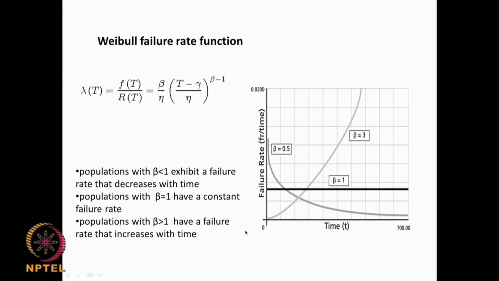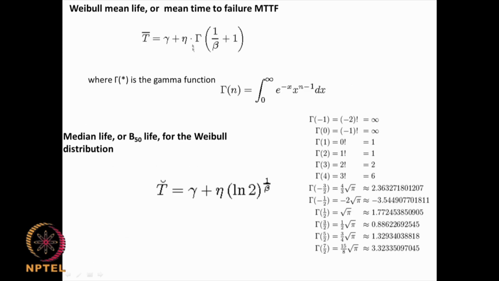Then we introduced another term, the mean time to failure, that is the average time for failure. It is given by gamma plus eta times the gamma function of 1 by beta plus 1. Beta is your shape factor, gamma is your shifting factor, eta is your scale factor. Please do not confuse this gamma function with the gamma parameter.